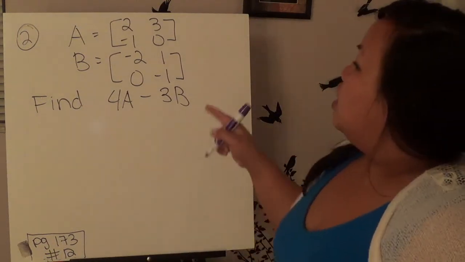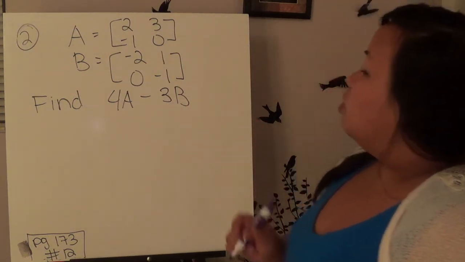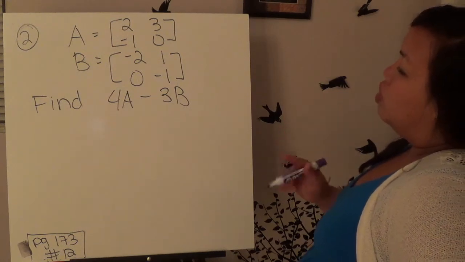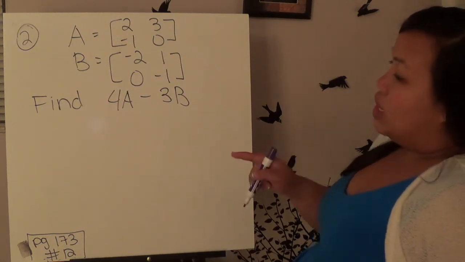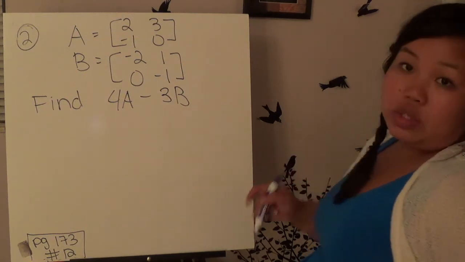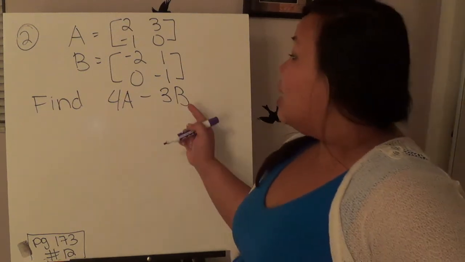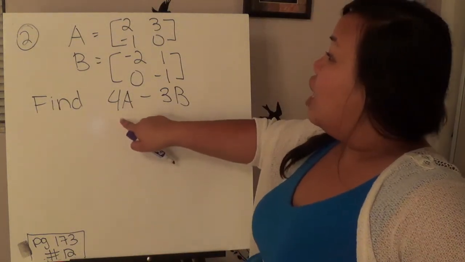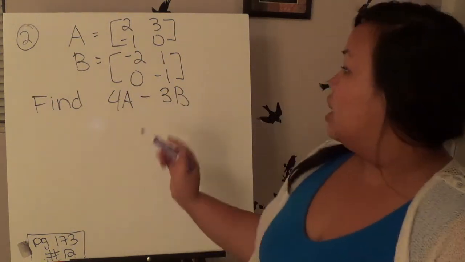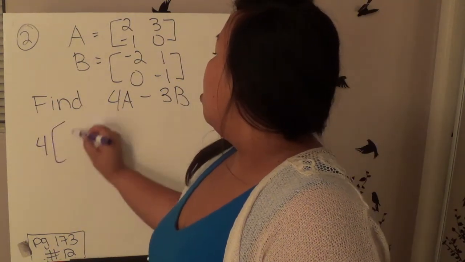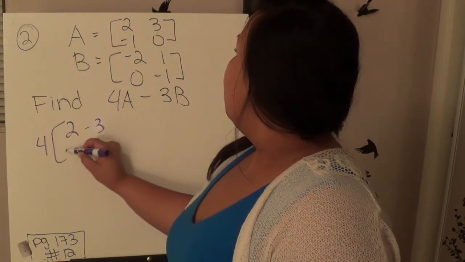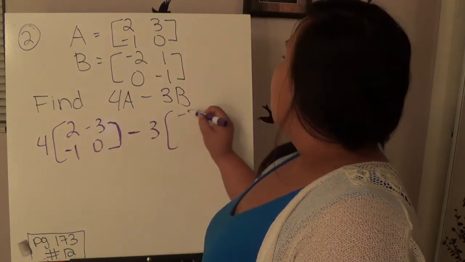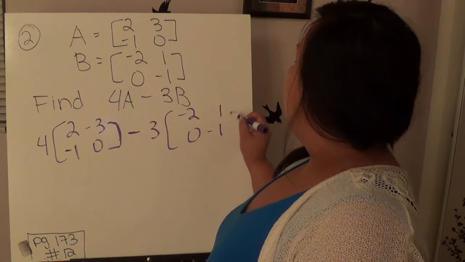Alright, so A equals 2, 3, negative 1, 0, and B is negative 2, 1, 0, negative 1. Now, in this case, it's asking us to find negative 4A minus 3B. So not only are we subtracting, but now each of them has a scalar multiple. And remember, all we do is we take this and we multiply it by each element. And this one is attached to A, so it looks like this. Negative 4 times 2, negative 3, negative 1, 0. And then minus 3 times negative 2, 1, 0, negative 1.